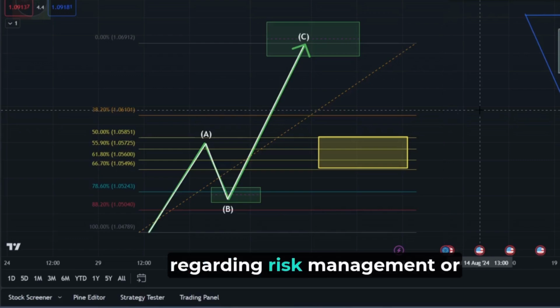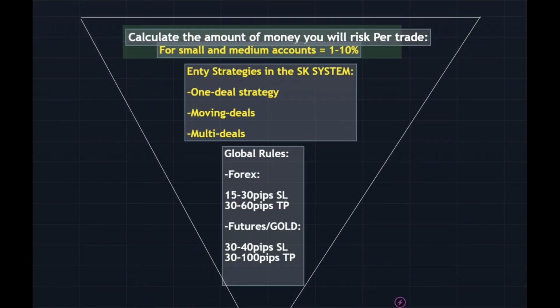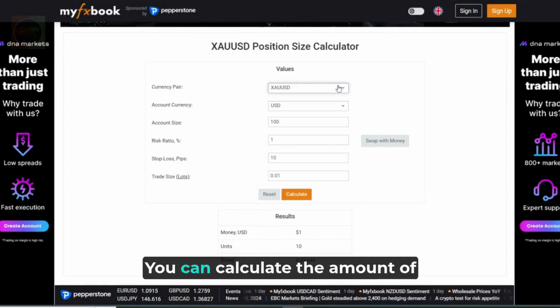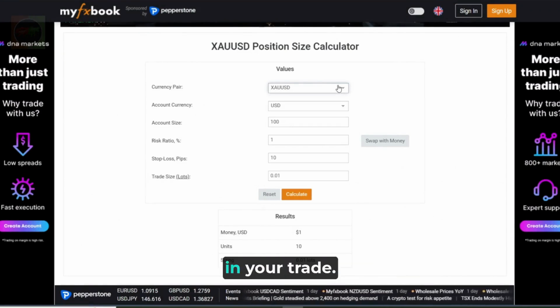First, regarding risk management or how to set a stop loss, I need to mention one important thing, and I've tried to summarize all the important things for you in this pyramid. As you can see, the first thing you need to do is calculate the percentage of money you will risk from your capital. To do that, I have provided you with this website. This website will help you, depending on the market you want to enter, to calculate the amount of money you will lose in your trade.